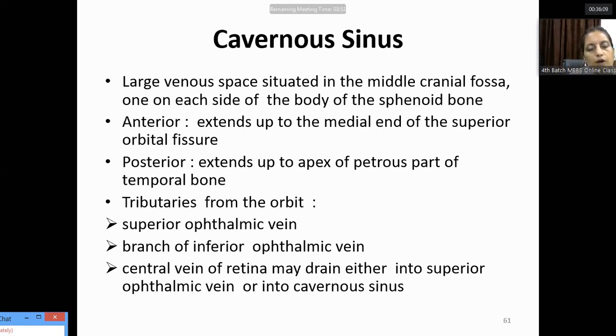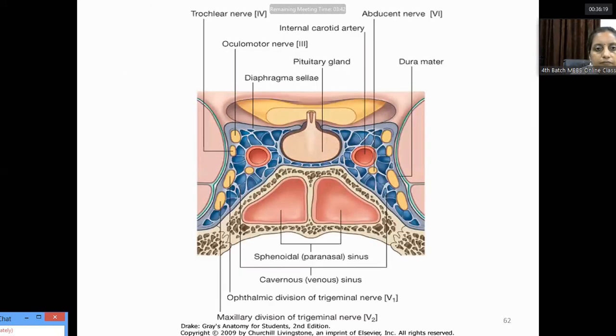You have to know how to draw it and its tributaries: the superior ophthalmic vein, a branch of the inferior ophthalmic vein, and the central vein of the retina. This is the cavernous sinus, one on each side, and its different tributaries. In Parsons there is an easy and nice picture, and in Khurana also I think there is an easy picture, so you should practice that.